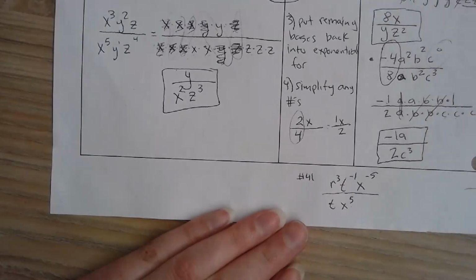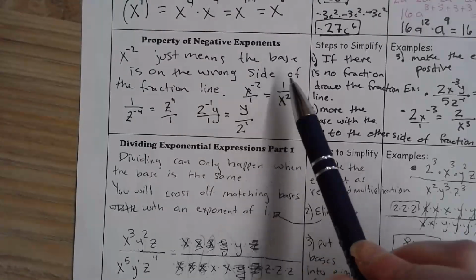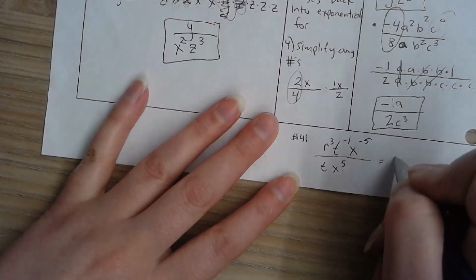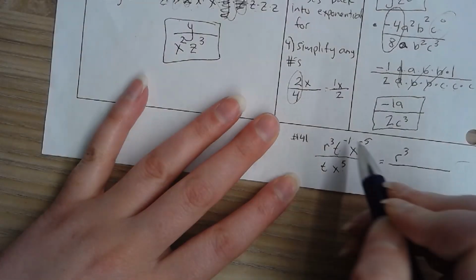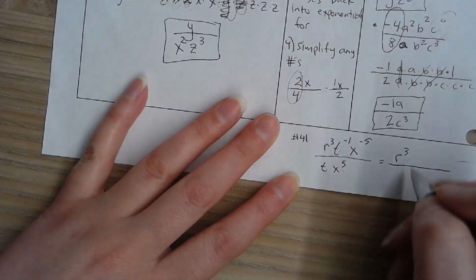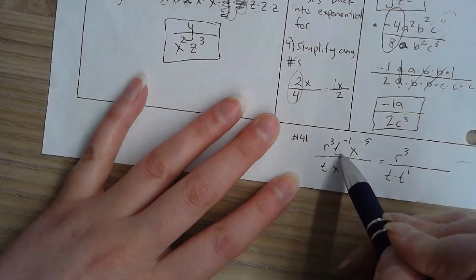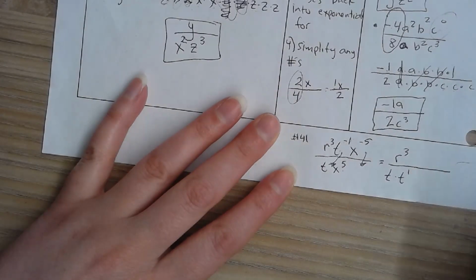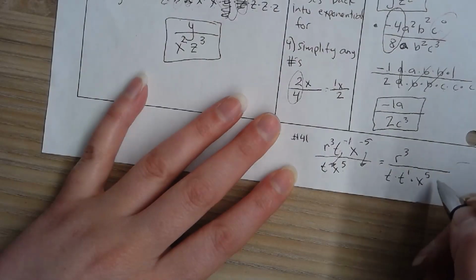if you look back on your notes, we just move them to the opposite side. So we're actually going to do that first. So that's r cubed. This t to the negative 1 doesn't like to be on the top. So this will become t to the positive 1. So we took this one, moved it down. We're going to take this x and move it down as well. So there's already x to the 5th down there. We're going to take that negative 1 and move it down. It becomes positive 5.